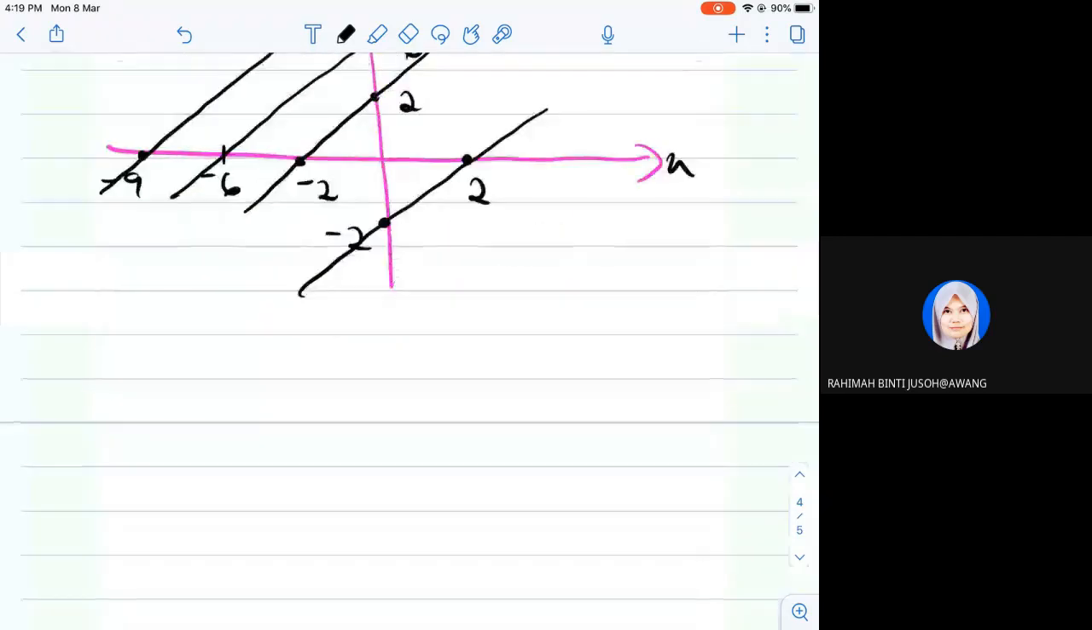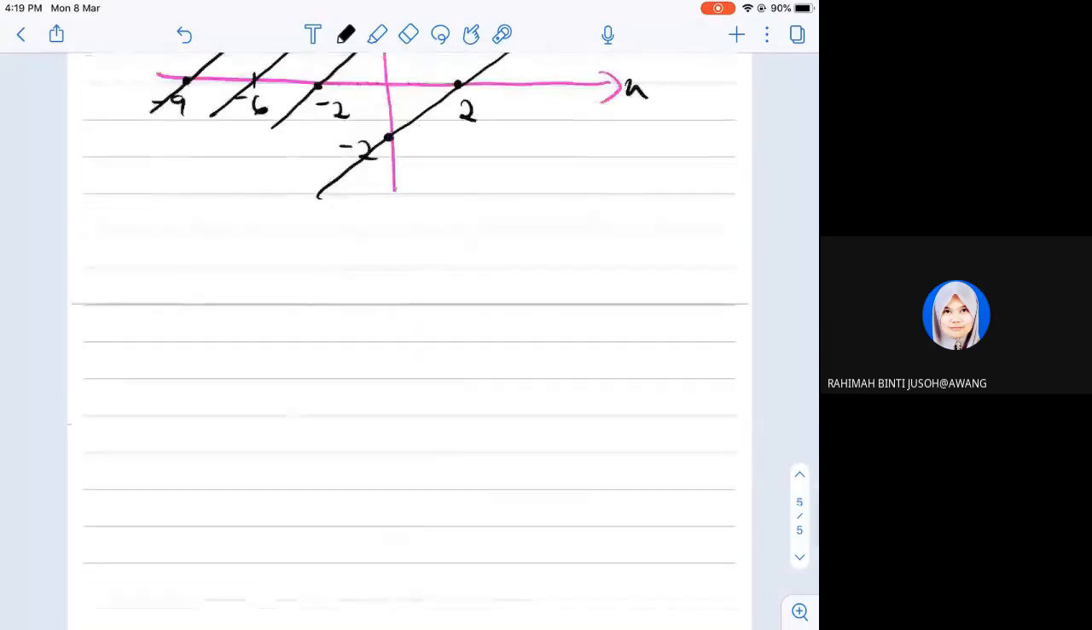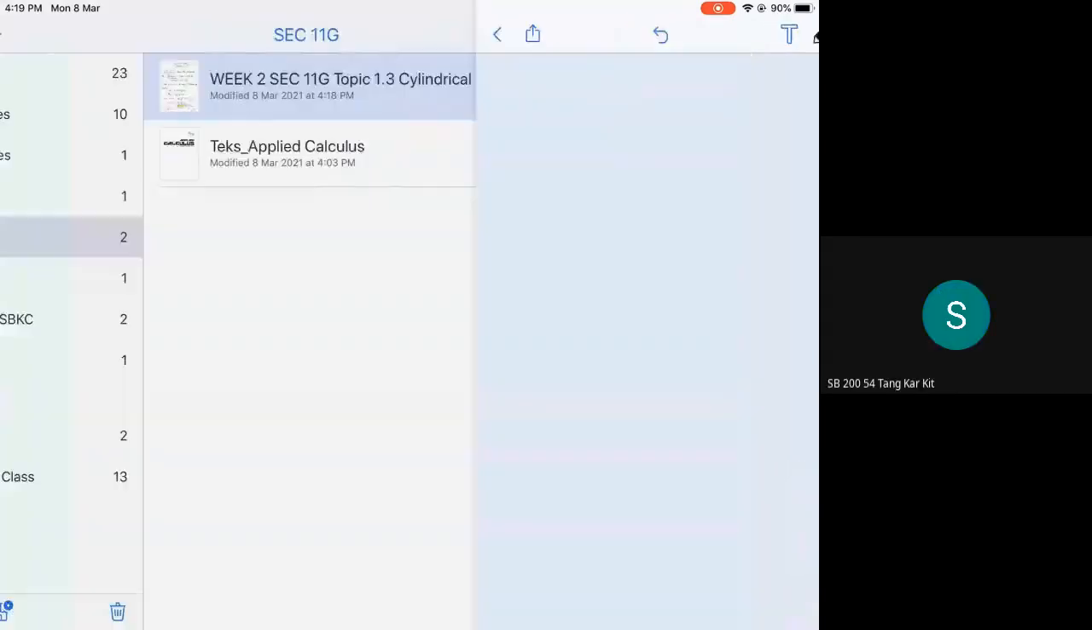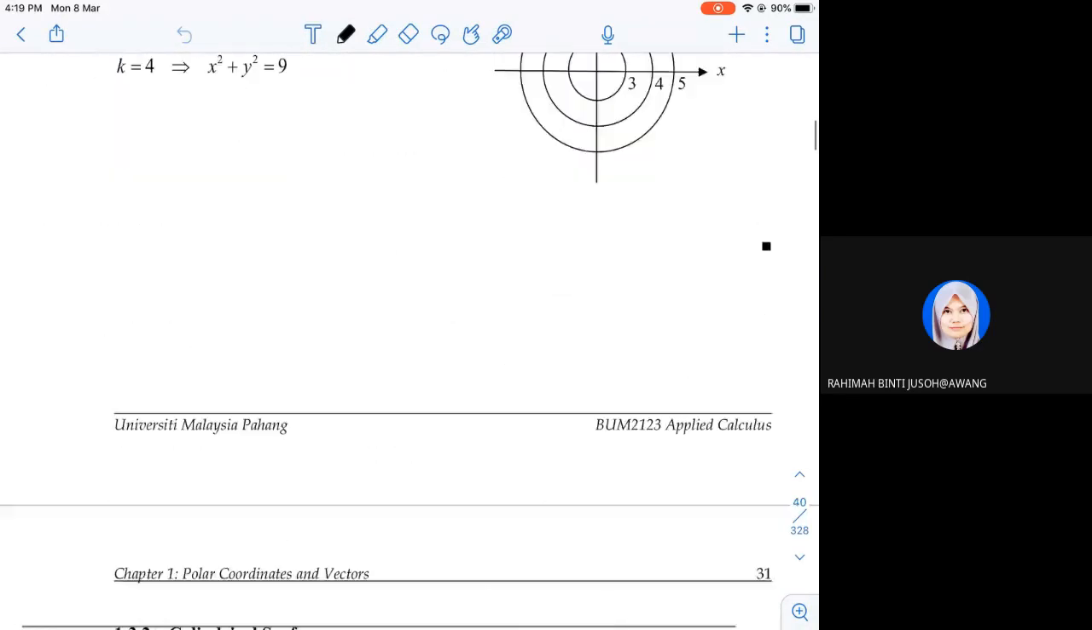So done already on level curves. Did you understand this topic? Level curves? Yes. Okay, good. It's very simple, guys. The question is actually very simple.